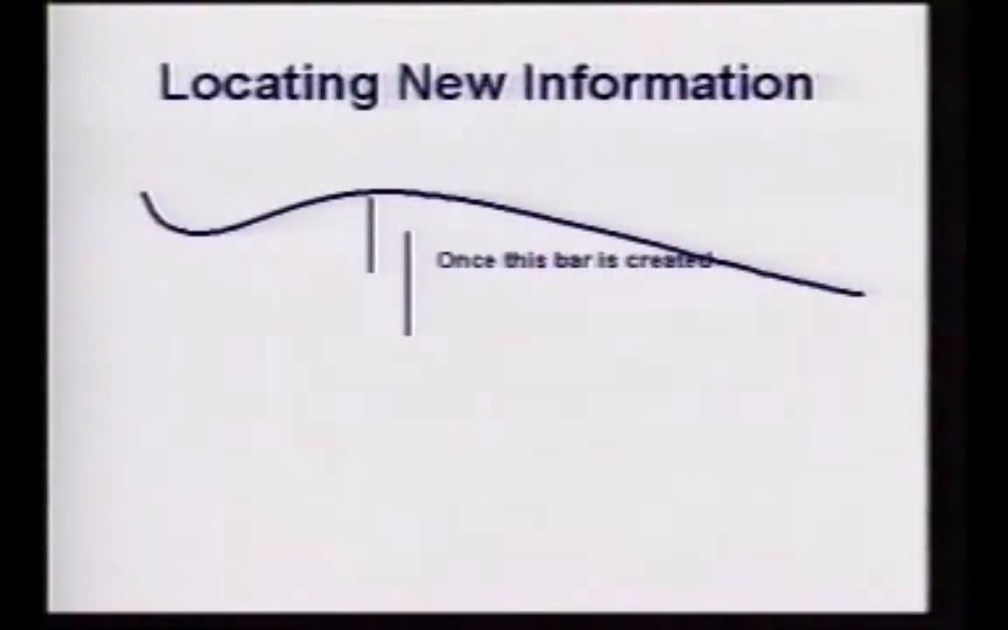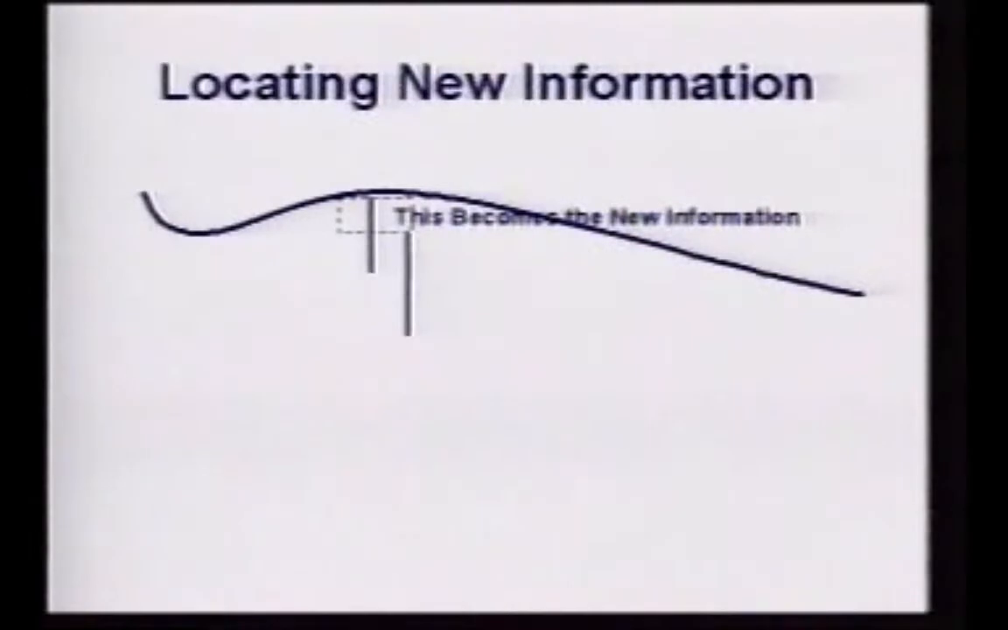Now, once this second bar is created, the new information is that block right there, the difference between the highs. So if we're looking for a place to buy, and we're in a trend and the trend backs up and we want to get back into the trend, then the balance line signal is probably the best deal we have. So that becomes new information.